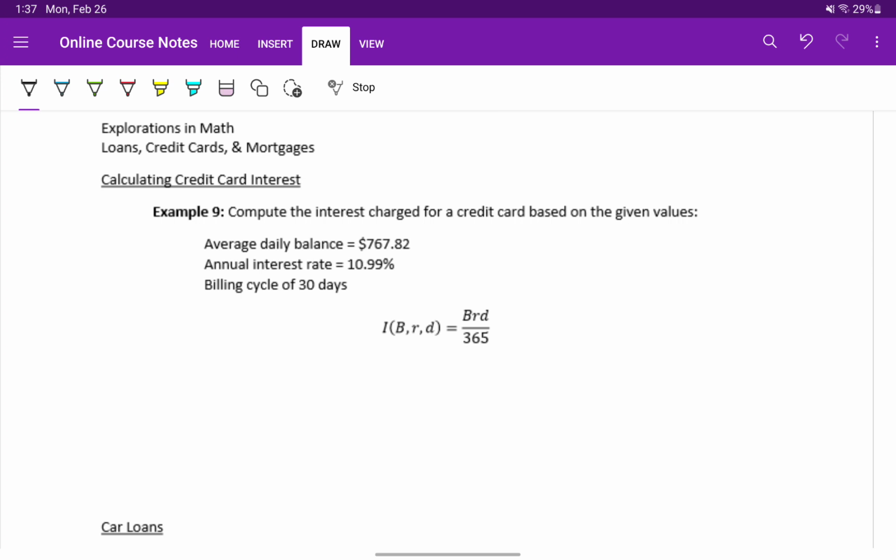Credit cards calculate interest based off this specific formula where they calculate your average daily balance, B, multiplied by your annual interest rate, dividing by 365, multiplied by the billing cycle of however many days. In this example, 30, but keep in mind because of February and leap year, this could be anywhere from 28 to 31 days if we're looking at full months. And then that value divided by 365.